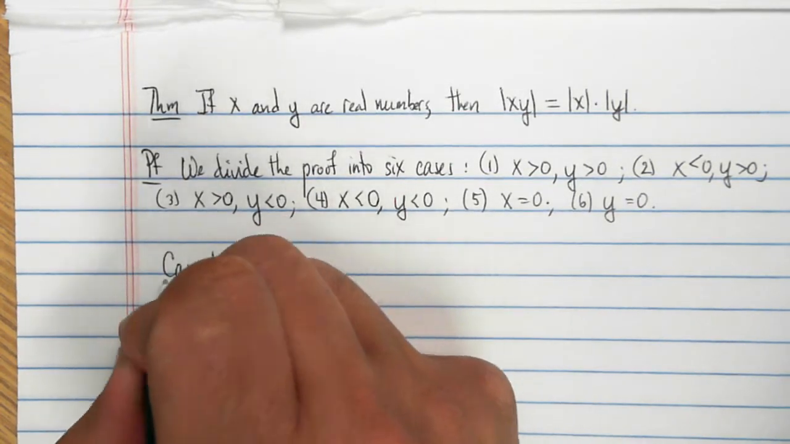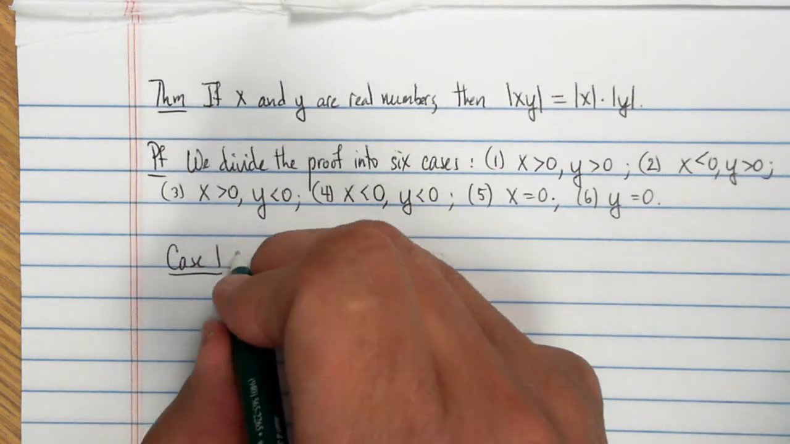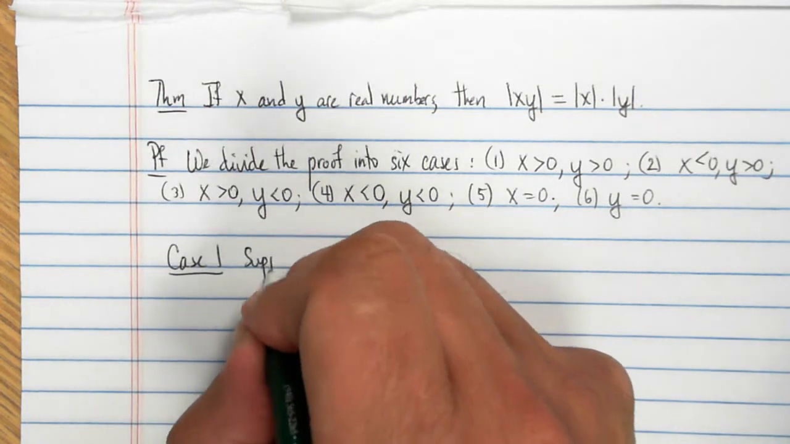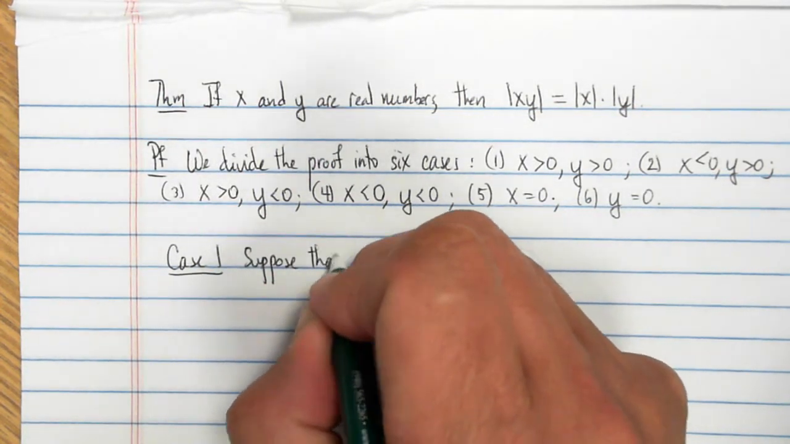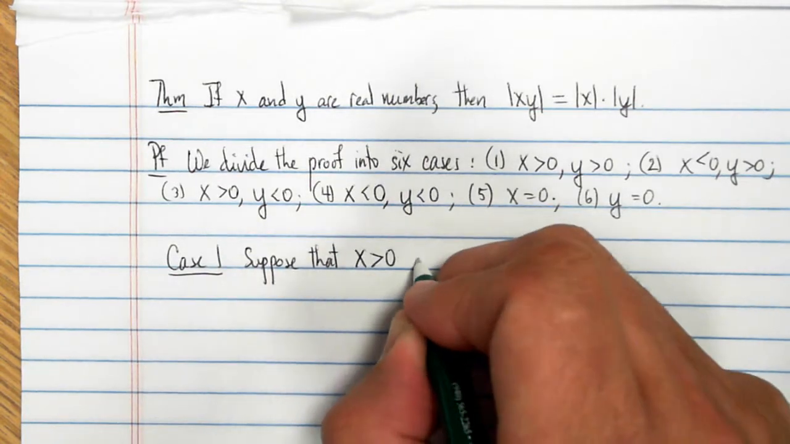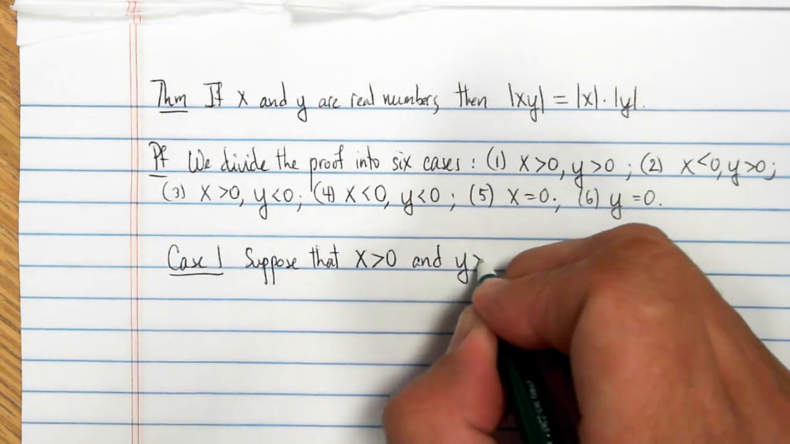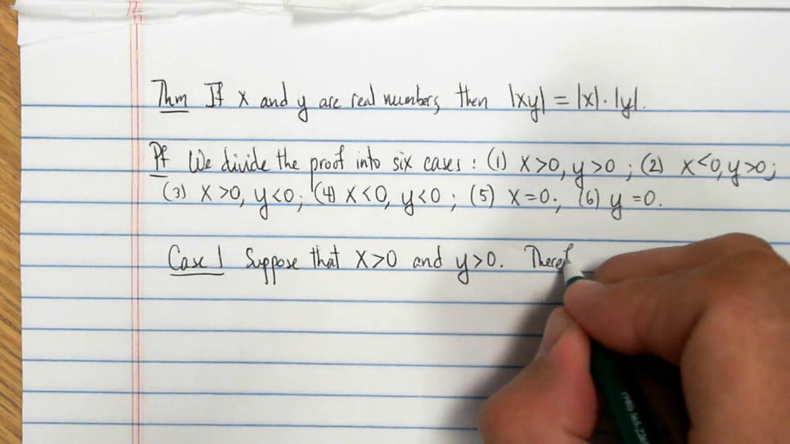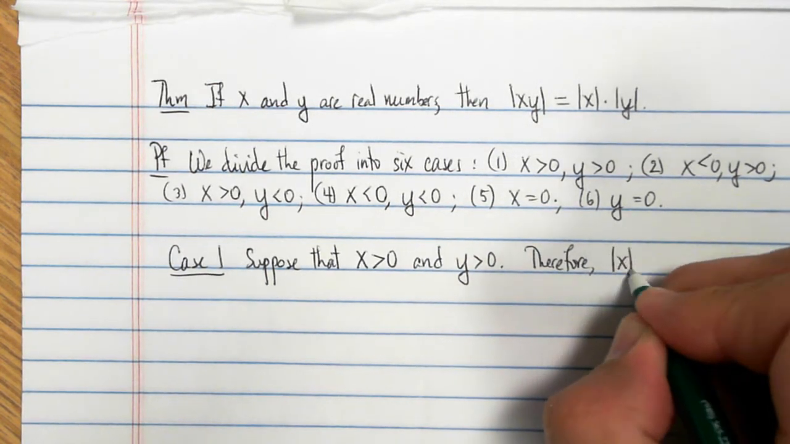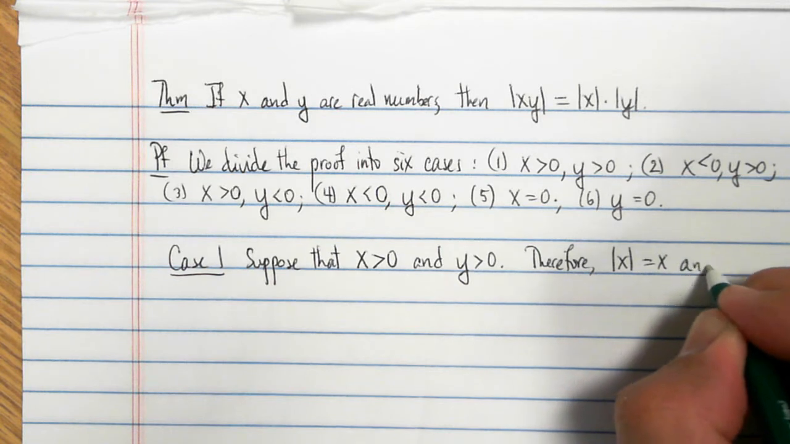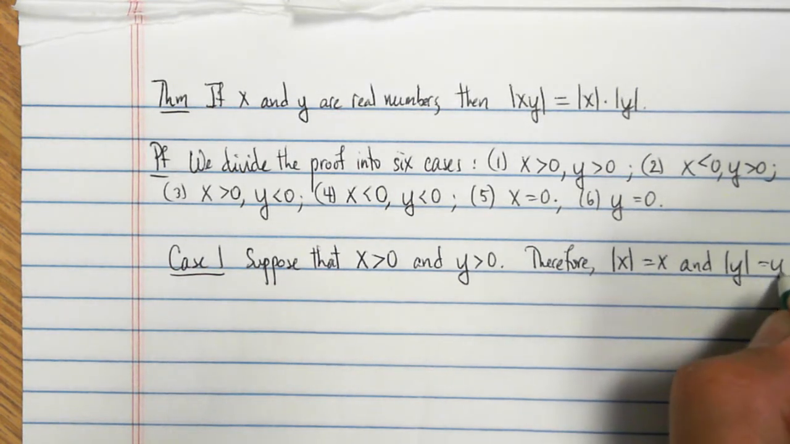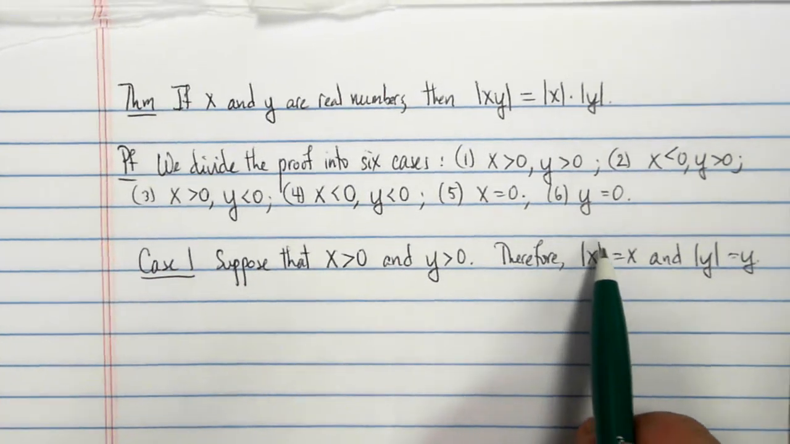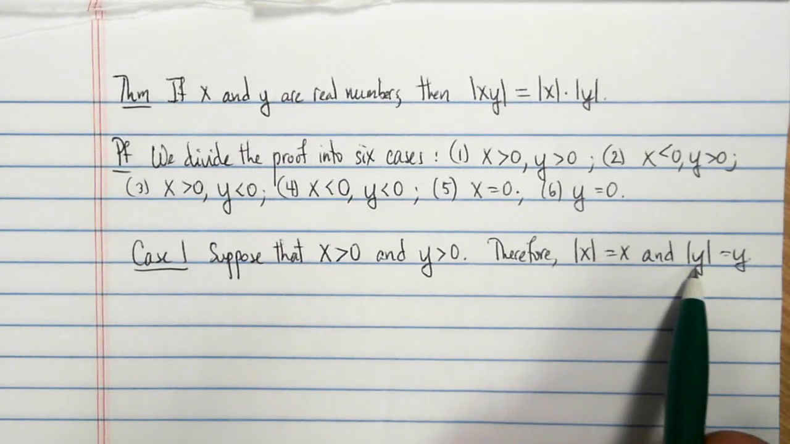Case 1. Suppose that x is greater than 0 and y is greater than 0. Therefore, by definition of absolute value, the absolute value of x is equal to x, and also the absolute value of y is equal to y. They're both positive, and so the absolute value of each of them is just itself.